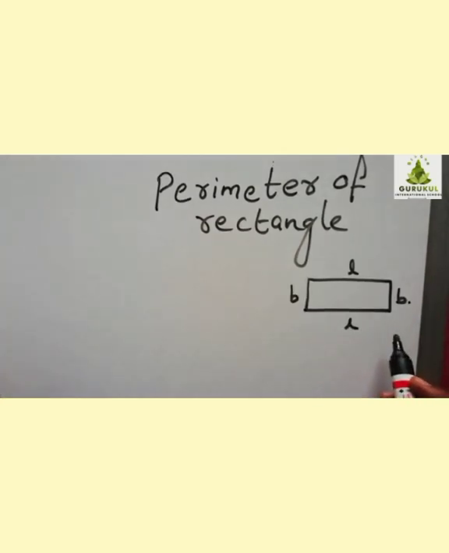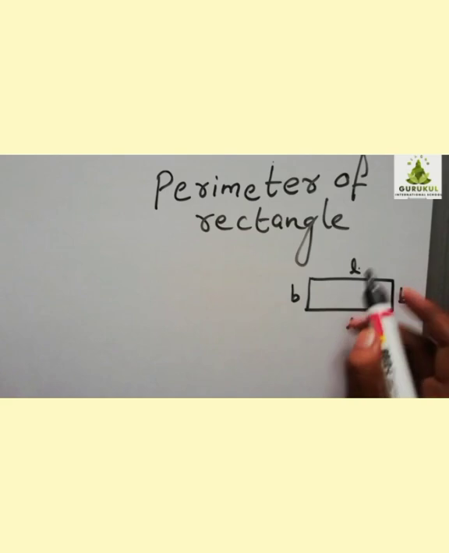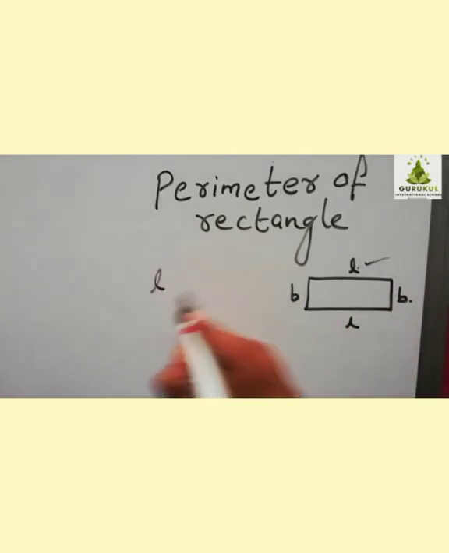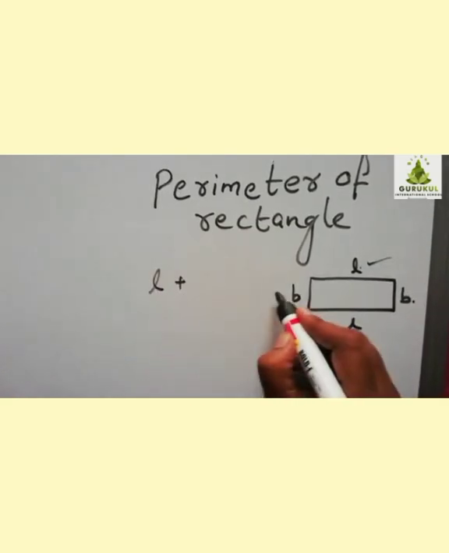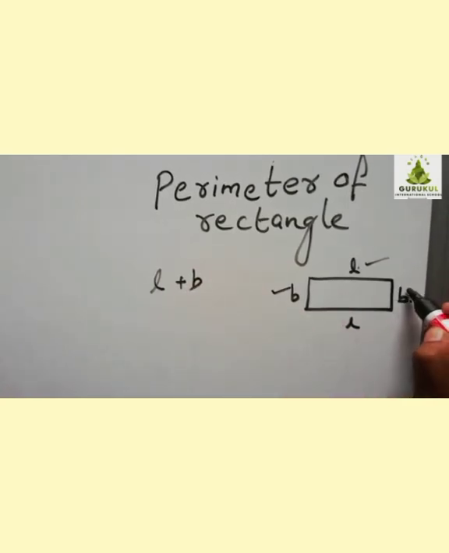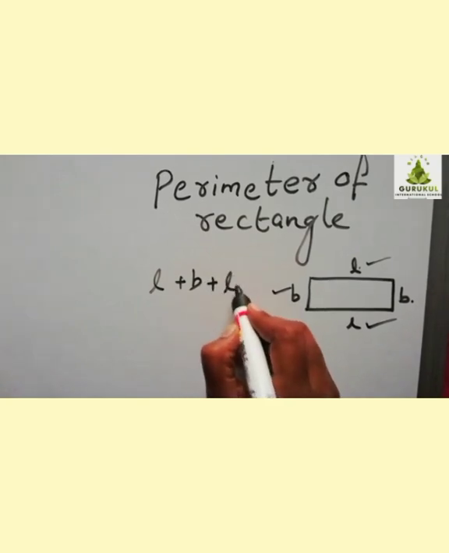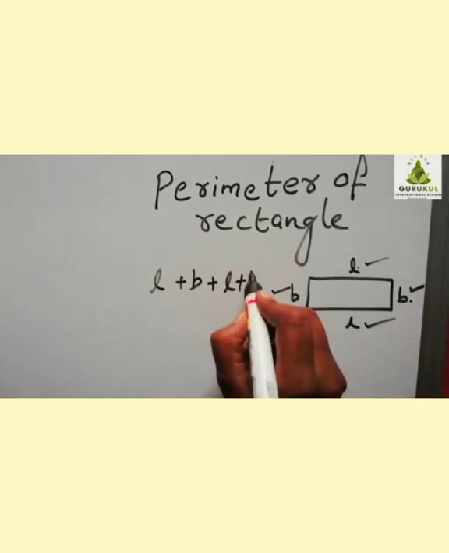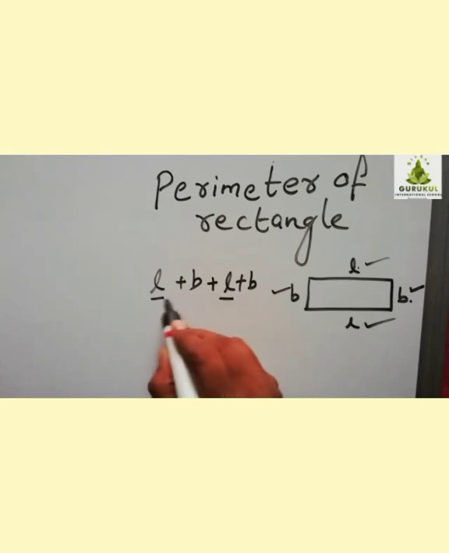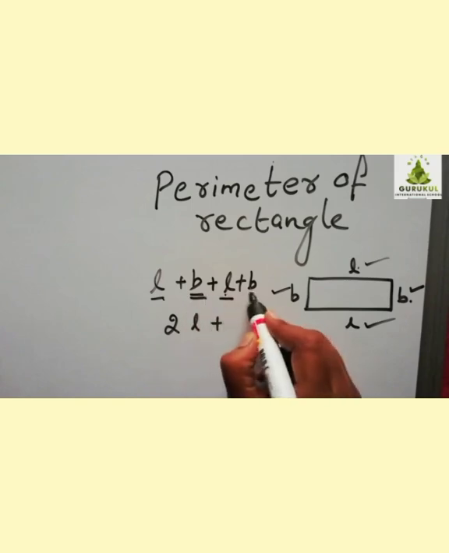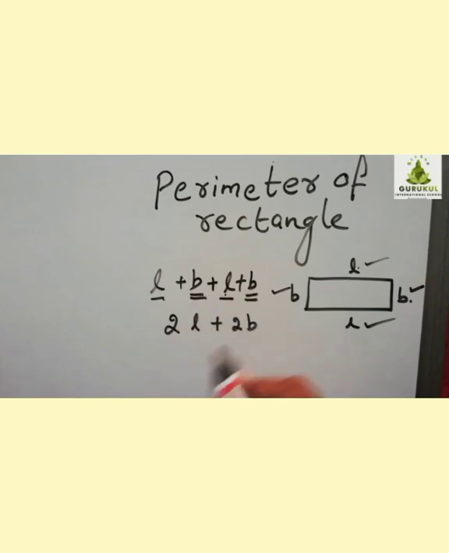Now see how you will find the formula for the perimeter of a rectangle. If you don't know the formula, how to remember? Add all the sides. So what will I get? L, this side I take length, plus this side I take B, plus L, plus the fourth side, B. So how many L are there? L plus L, 2L, plus B plus B, 2B. So this is the formula for the perimeter of the rectangle.